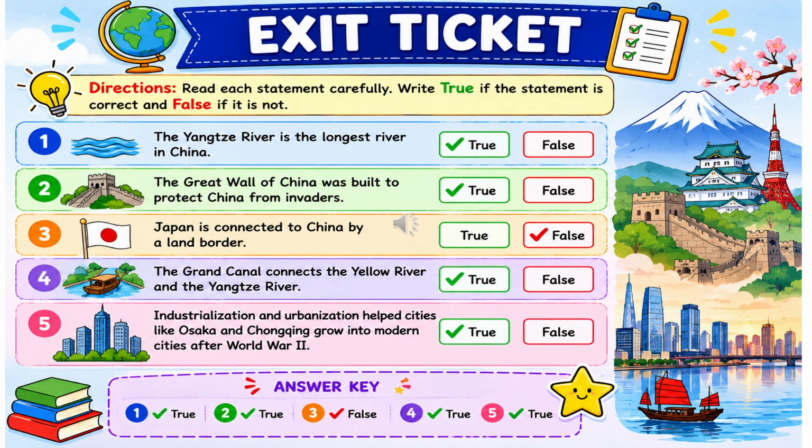Next, the last one: industrialization and urbanization helped cities like Osaka and Chongqing grow into modern cities after World War II. So the correct answer is yes, true. After World War II, many East Asian countries developed industries, improved infrastructure, and expanded their cities, which led them to become the modern urban centers that we can see today.